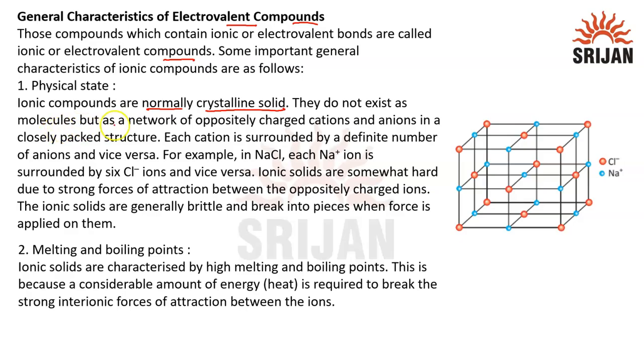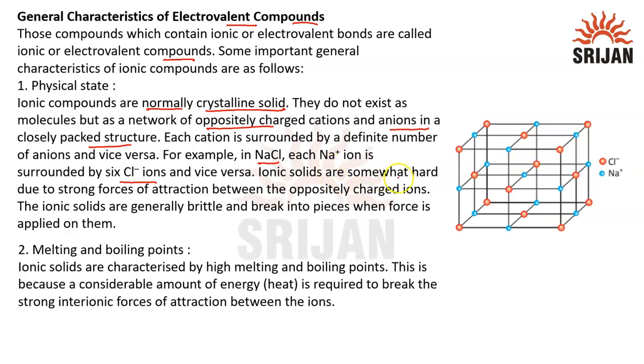They exist as a network of oppositely charged cations and anions in a closely packed structure. Each cation is surrounded by a definite number of anions and vice versa. For example, in sodium chloride, each sodium ion is surrounded by 6 chloride ions and each chloride ion is surrounded by 6 sodium ions. Here we can see this structure.